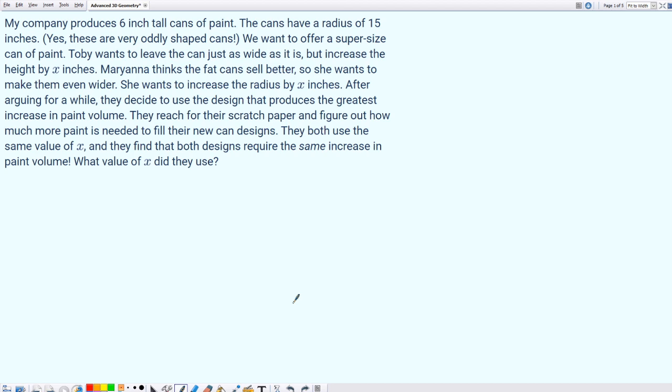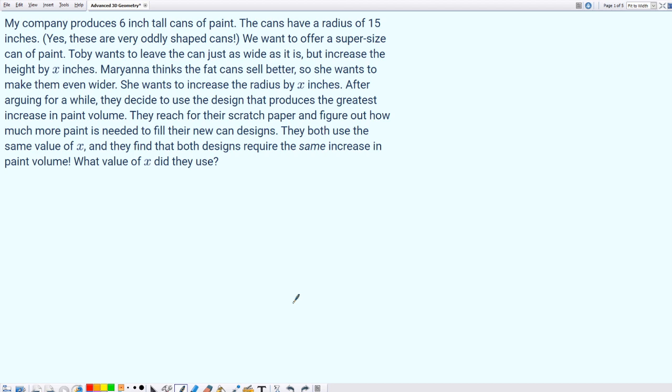Mariana thinks the fat can sells better, so she wants to make them even wider. So she wants to increase the radius by X inches. After they argue for a while, they decide to use the design that produces the greatest increase in paint volume. They reach for the scratch paper and figure out how much more paint is needed to fill the new can designs. They both use the same value of X, and they both find that their designs require the same increase in paint volume. What value of X did they use?